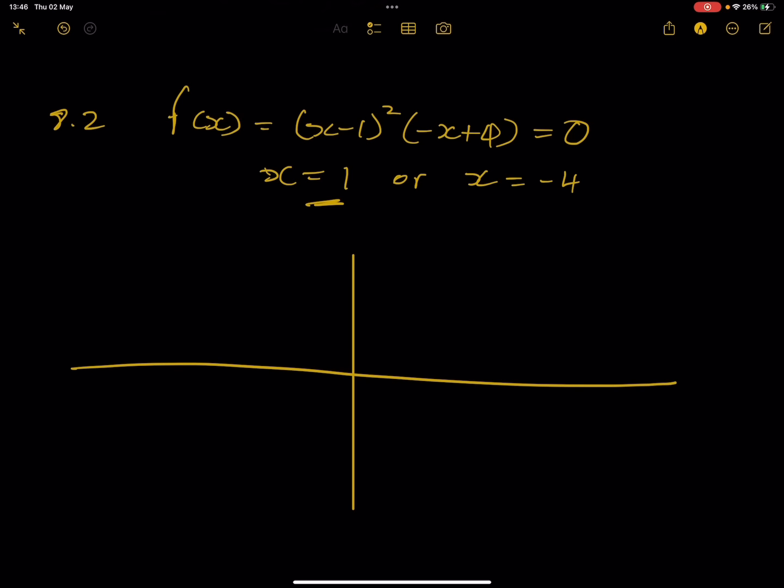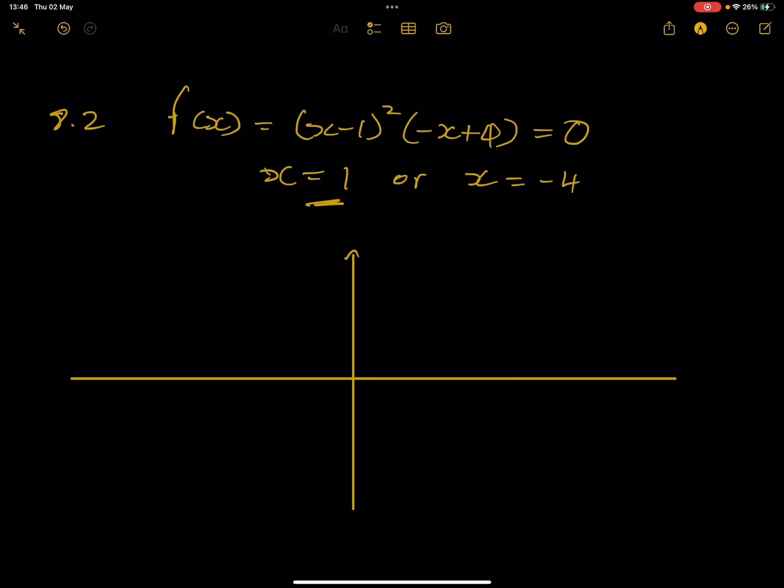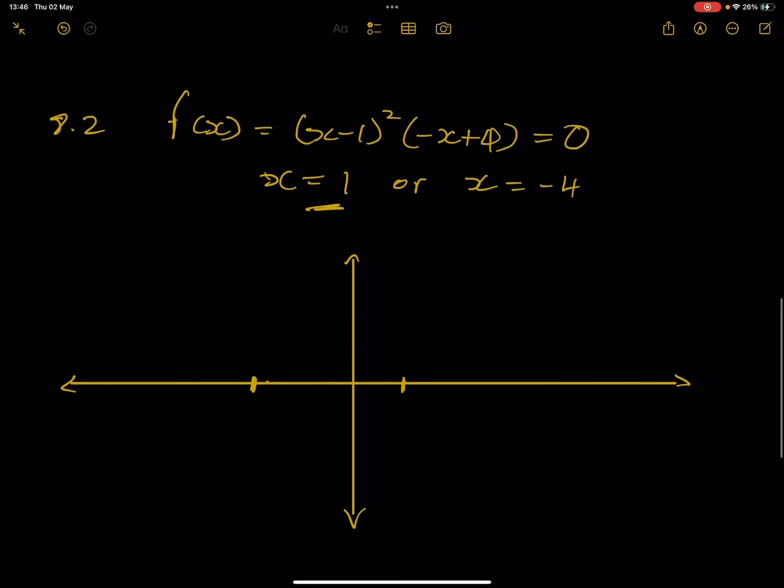Okay, so I'm going to have x and y. Right, so I know that I've got, first of all, my x-intercept at negative 4. Okay, I've got another x-intercept at 1. All right, so let's do this. That would be 1. Now note, I know the shape that this graph must have is this kind of shape because our a value is negative.